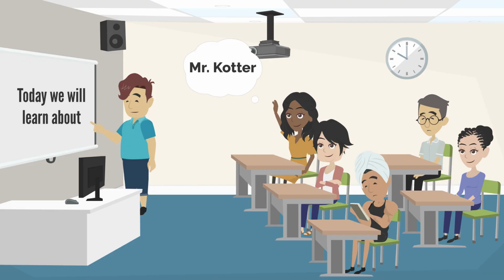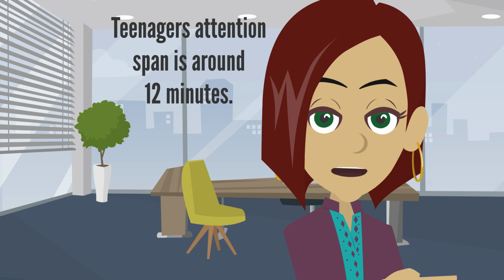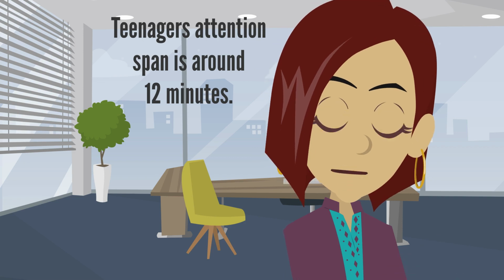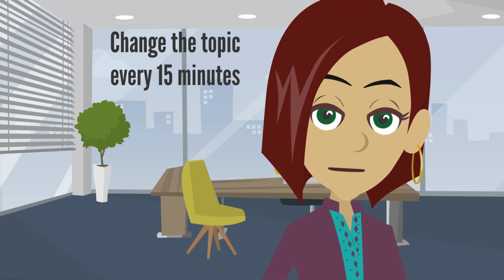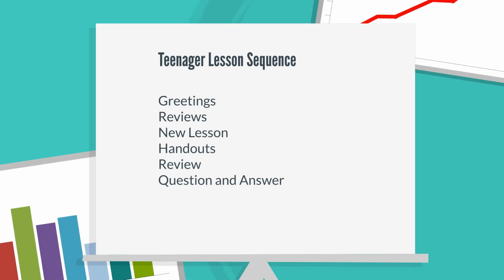Teenagers. Teenagers have a little longer attention span than smaller children. However, their attention span is around 12 minutes long. You should change the topic every 15 minutes or so. Greetings. Reviews. New lesson. Handouts.